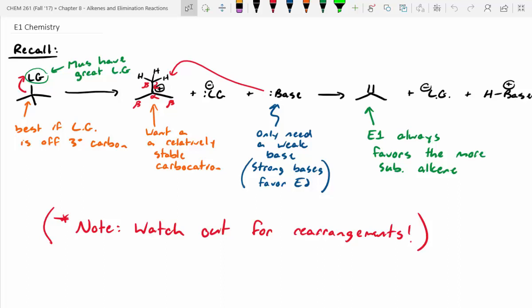And then in the next step, your base, which is typically going to be a weak base, is going to pluck off one of those beta protons. We said beta protons in this case don't need to be anticoplanar, they just need to be next to that carbocation, and that will give you your E1 elimination product. We said you don't want to use a strong base because strong bases always favor E2, they never favor E1. So typically the base that's used is going to be an alcohol or something incredibly weak.